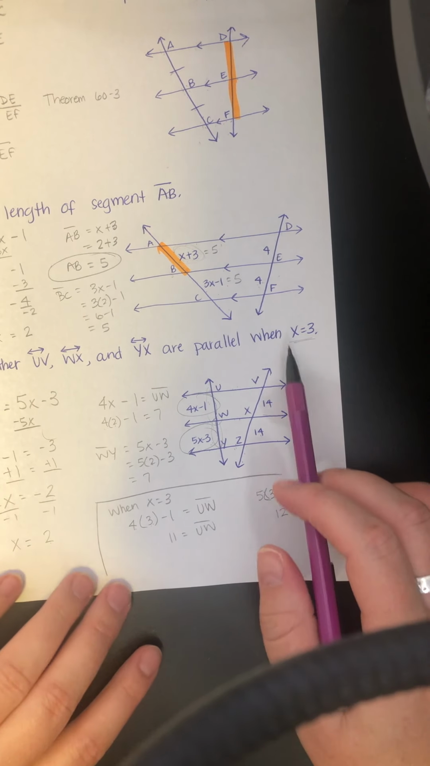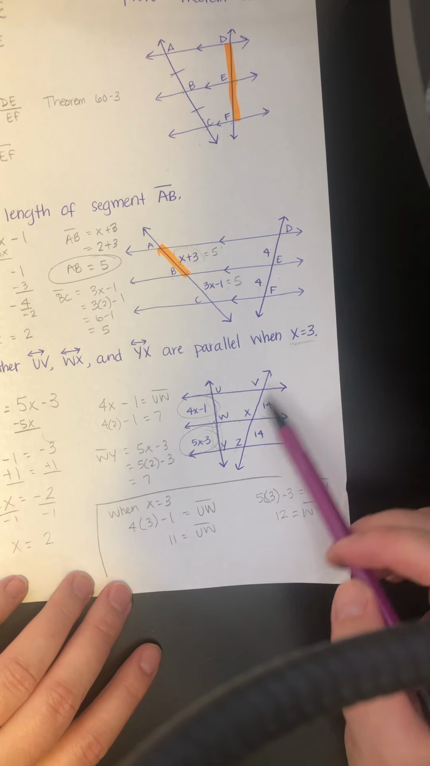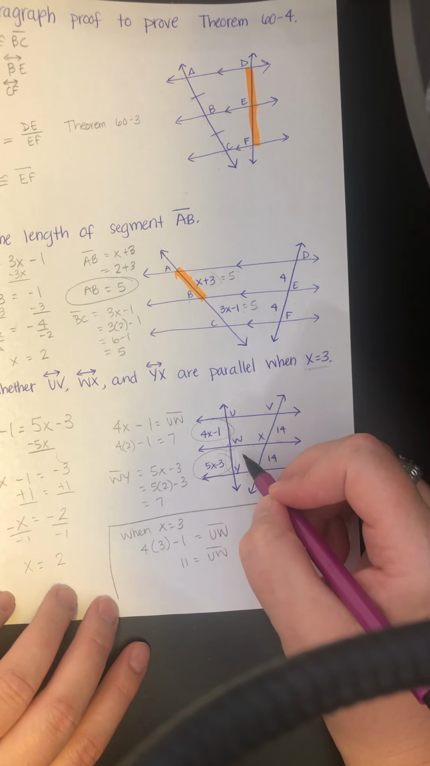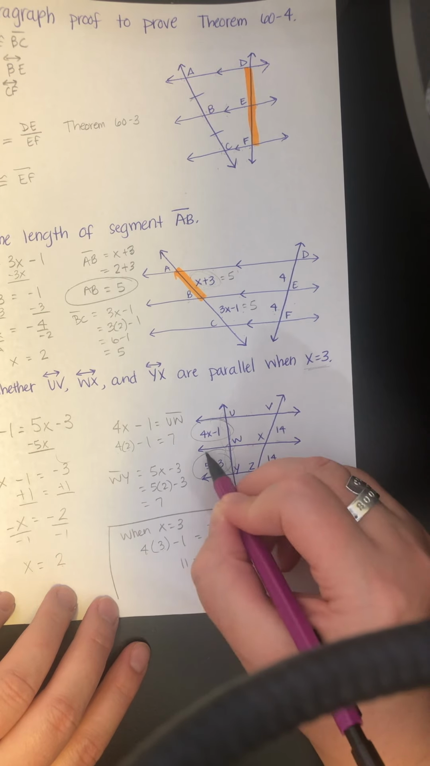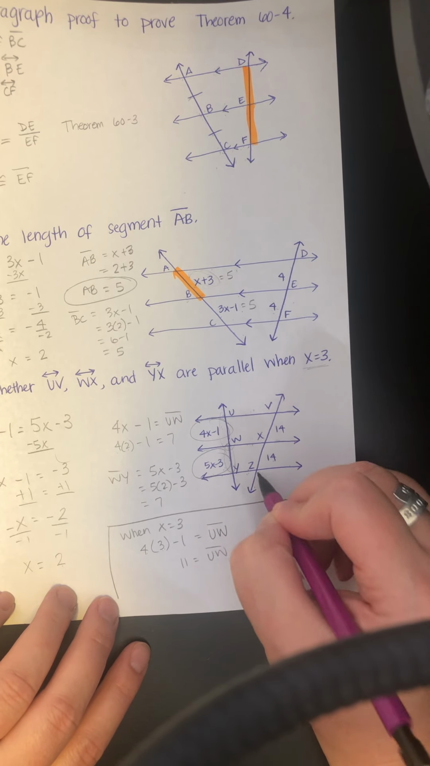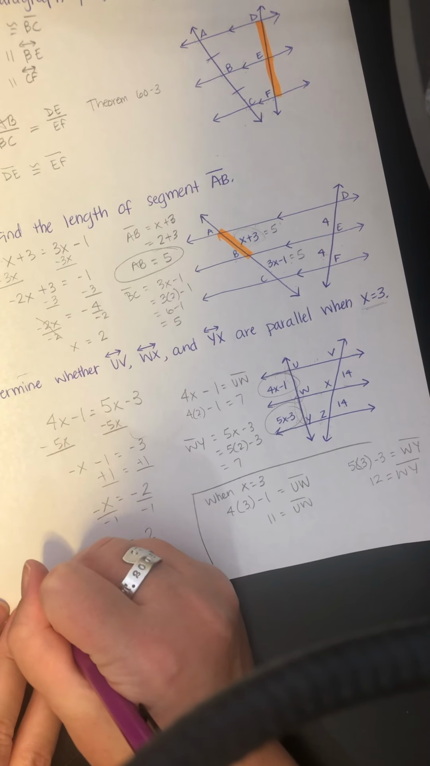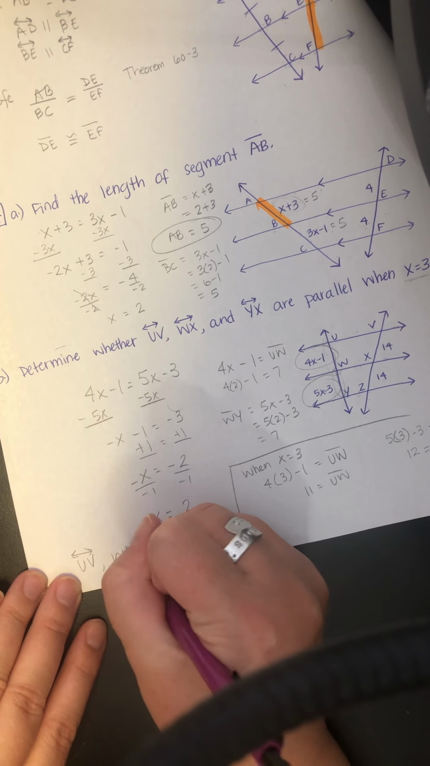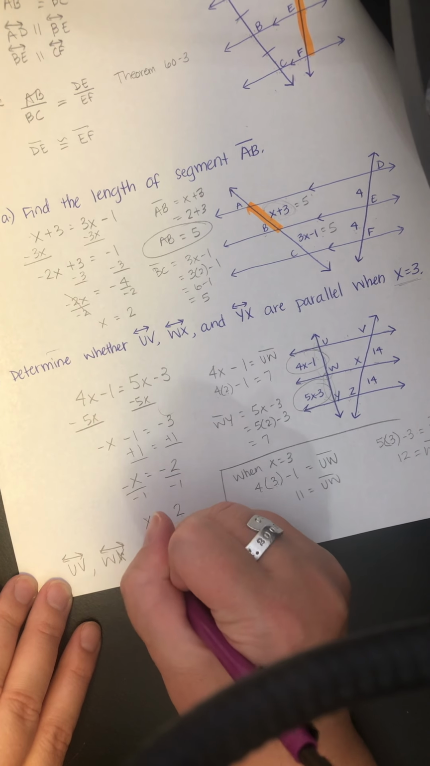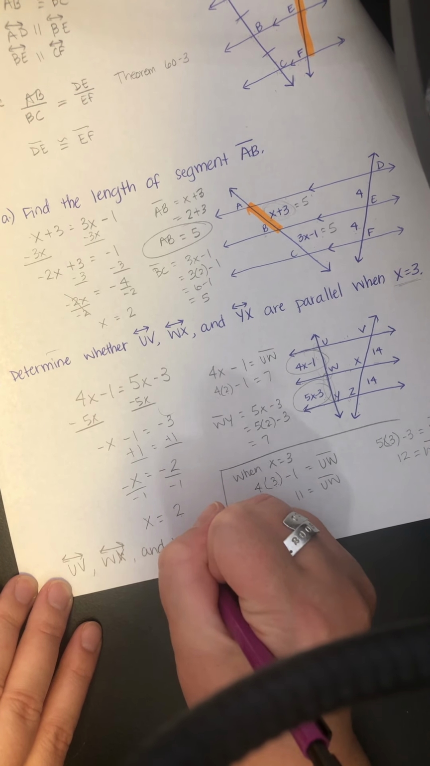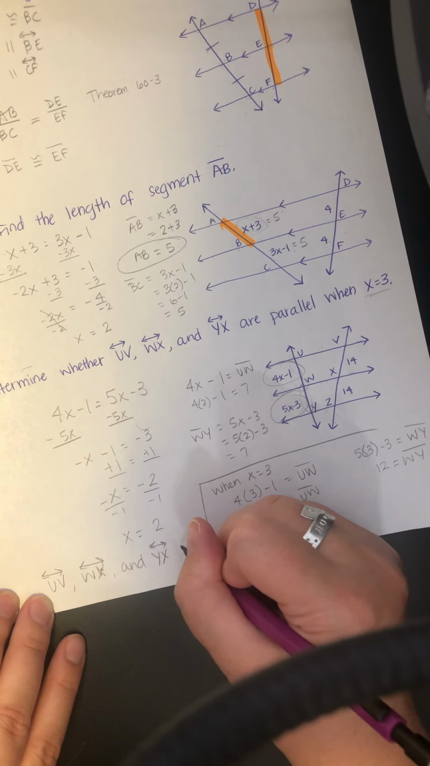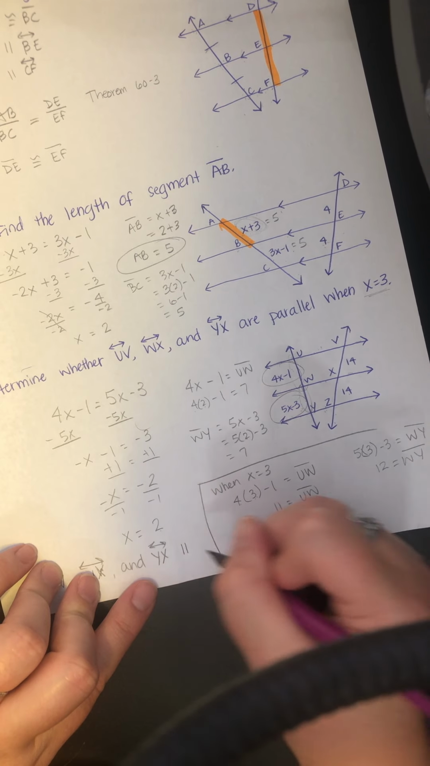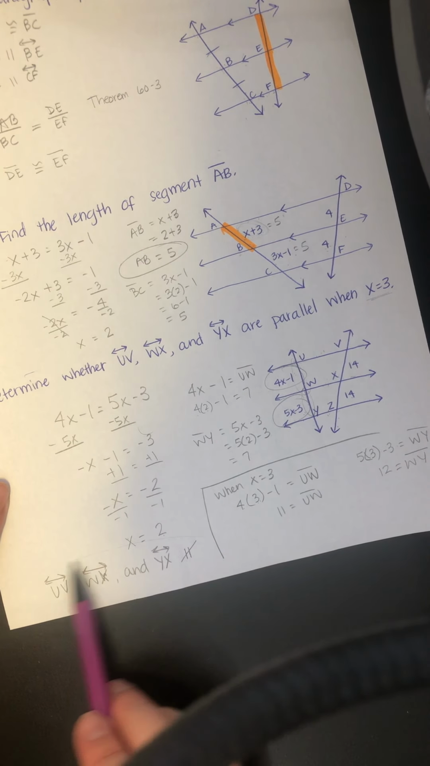Okay, so when x is 2, it works, but when x is 3, it does not. So these 3 lines are not parallel. You can write it as line UW, line WX, and line YX are not parallel. Instead of writing are not parallel, you can put parallel lines and then put a line through it. That's what it means.